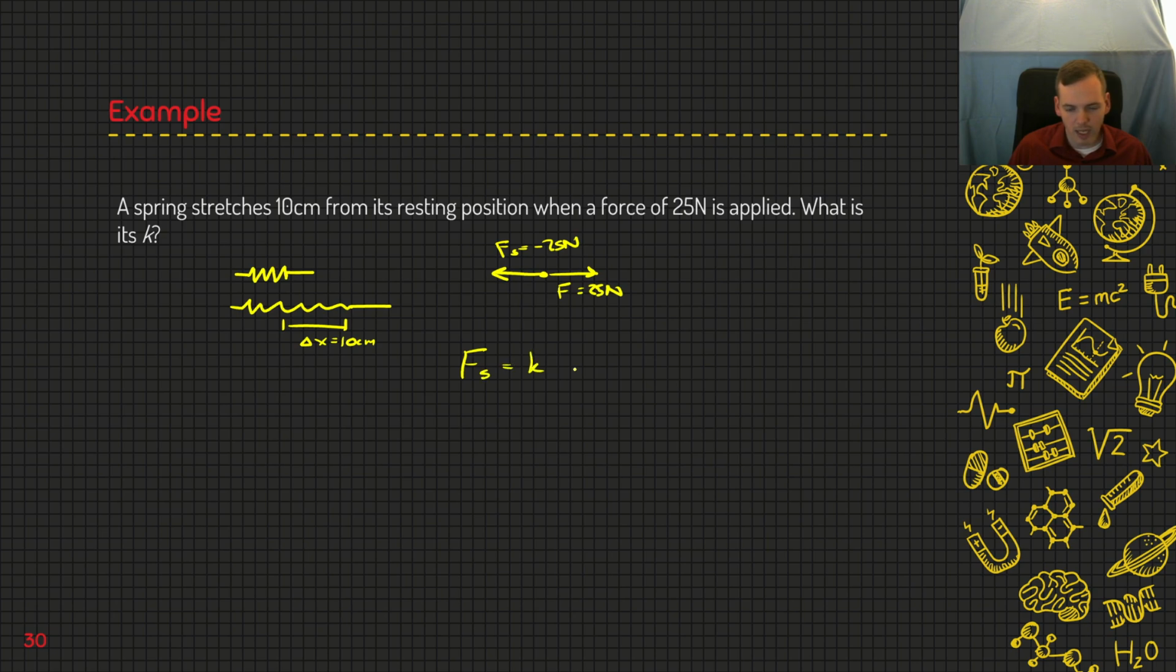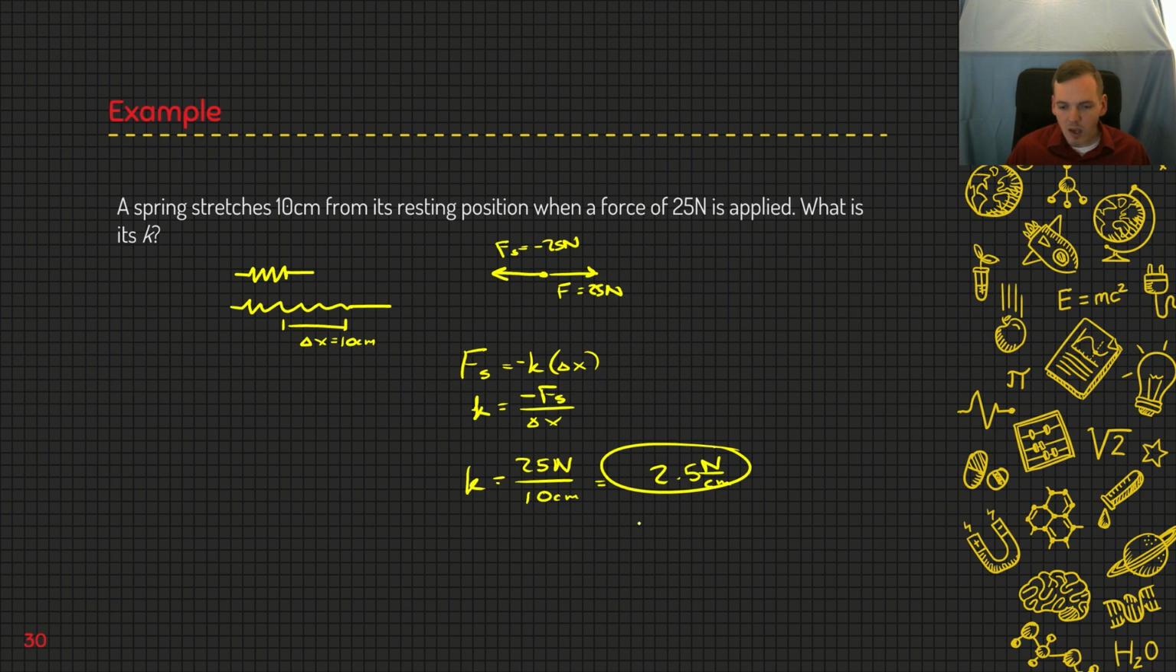Fs is equal to negative K times delta X. So our K is equal to negative Fs over delta X. K is equal to 25 newtons over 10 centimeters. So we could write it as 2.5 newtons per centimeter. That would be acceptable. That is a spring constant. More often, you'll see it as 0.025 newtons per meter, just converting the centimeters into meters. So this is the idea of springs and spring constants. Let me know what questions you have.